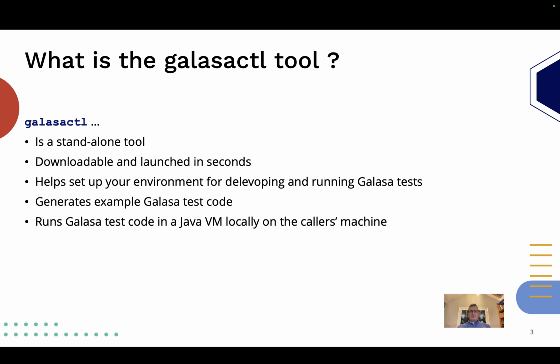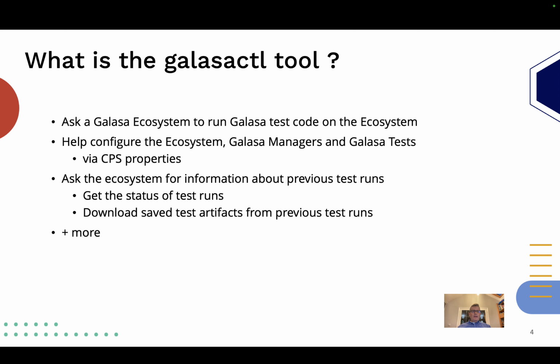You can get it to generate sample Galasa test code with your names and labels, and then mutate and evolve the code from there. So it provides a good starting point for writing Galasa tests. And you can run Galasa tests locally within the local JVM on your own local machine. You can put the tool into a build pipeline, and you can use it to inquire about the ecosystem. You can use the command line to launch tests within the ecosystem.